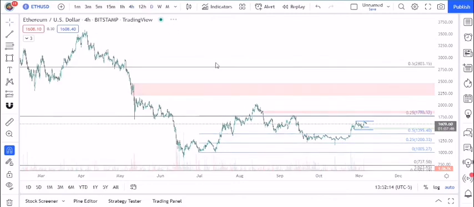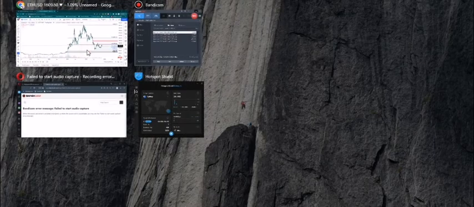This is my whole thoughts and what I'm looking to play on Ethereum.